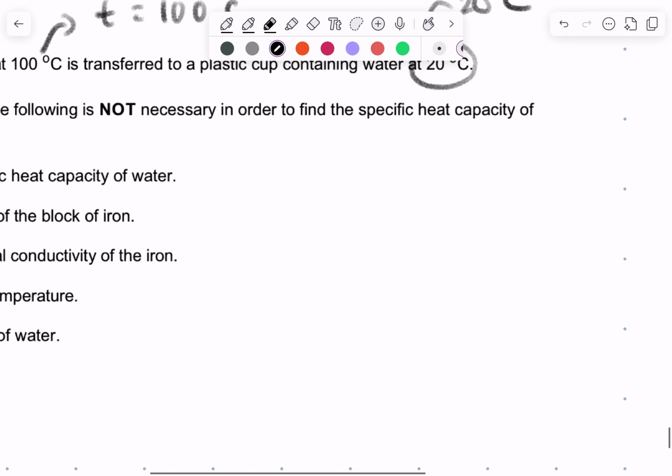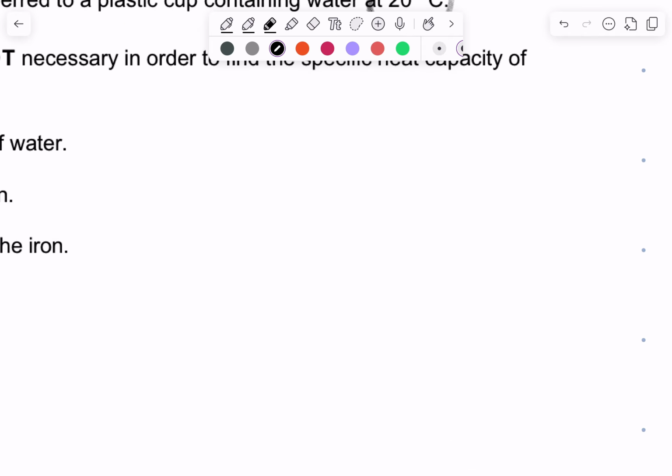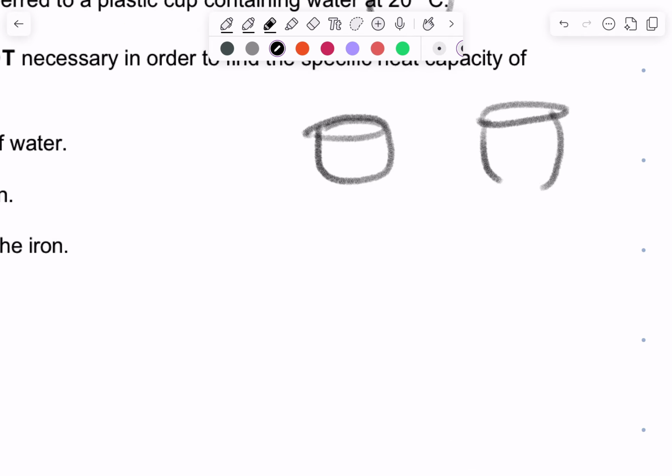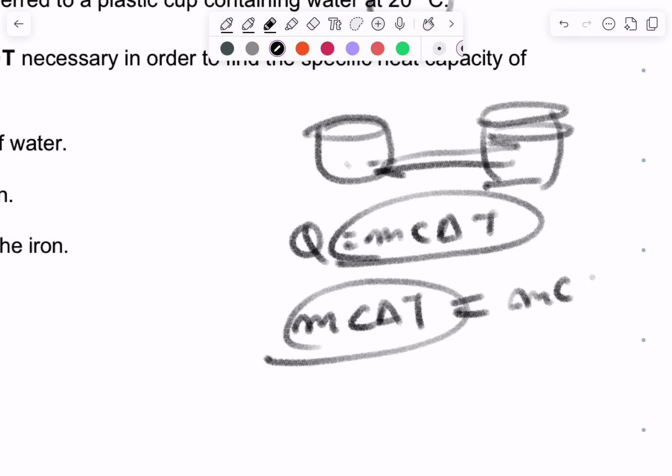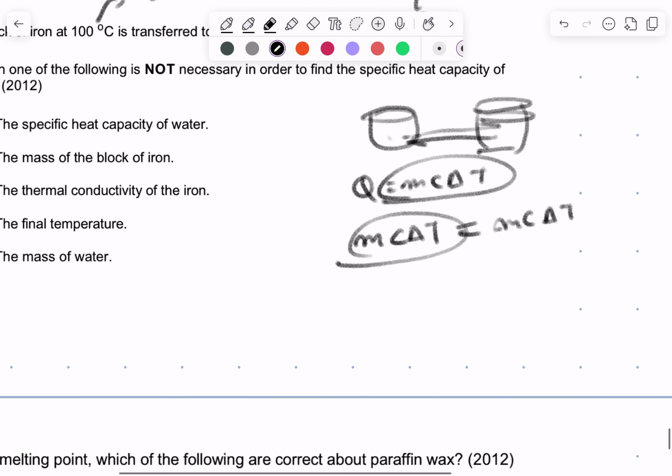Now one thing which is important to note: if they give you two objects, and they have said that there is an exchange of heat, you know the formula Q is equal to MC delta T, yes? So just simply relate these two formulas. MC delta T of object 1 is equal to MC delta T of object 2. So simply Q1 is equal to Q2, okay?